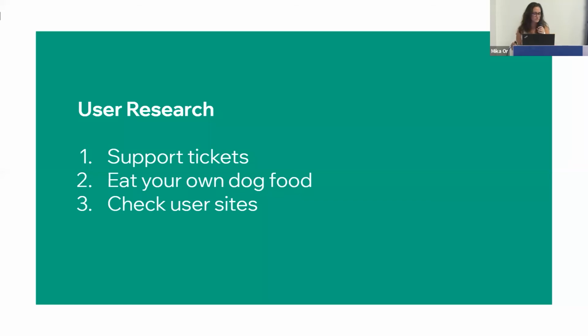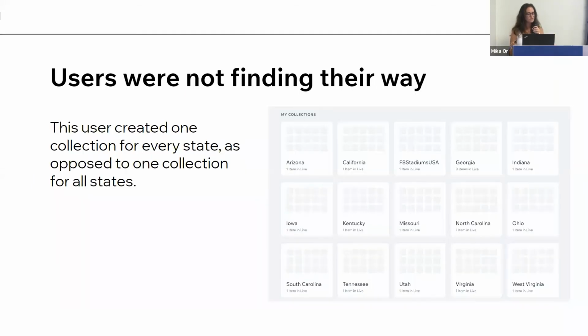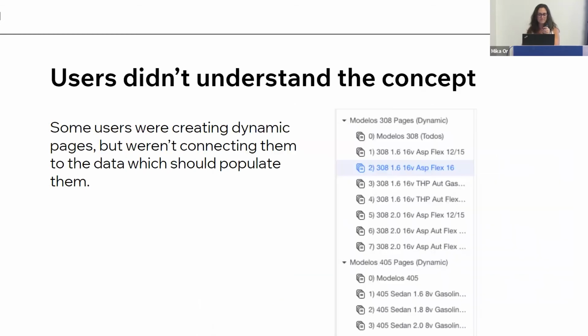Next, it was time to check some user sites. And during this part of the research, we found that dynamic pages and collections were being used in very strange ways. On this site, for example, a user had created one collection for every single state of the United States. For some reason, they hadn't figured out that they needed a single collection with one row for each state. We also found lots of sites of users who were simply setting up dynamic pages, but then using them as if they were static pages. We understood that users were just simply not grasping the power of dynamic pages. They were using it as a workaround to this limitation that I mentioned earlier.